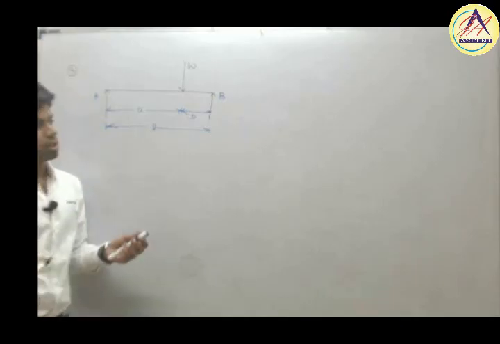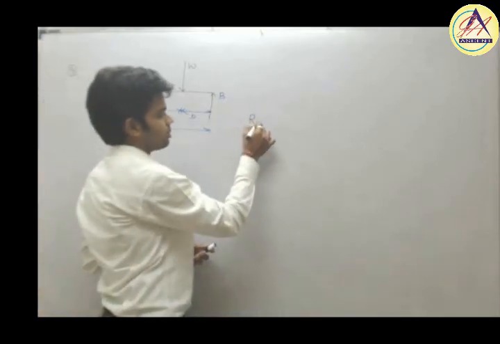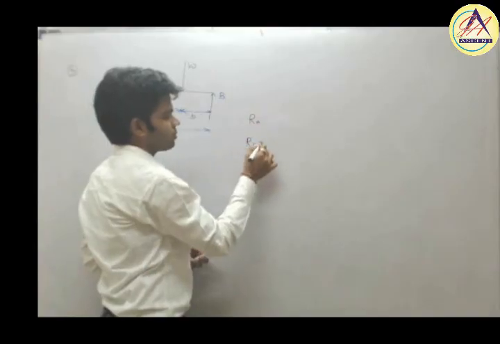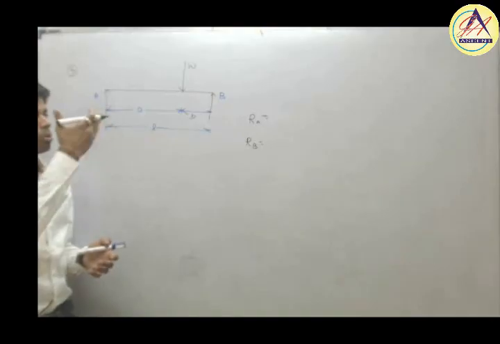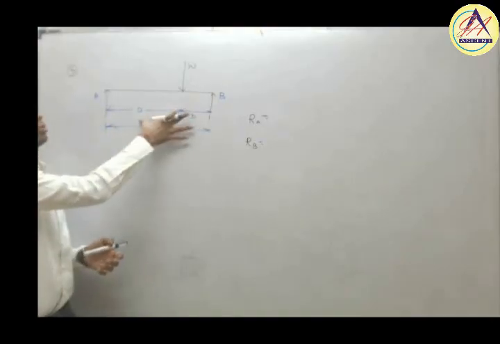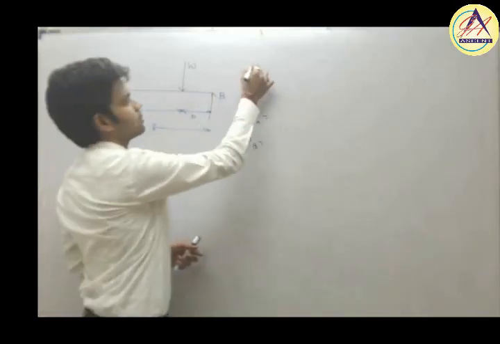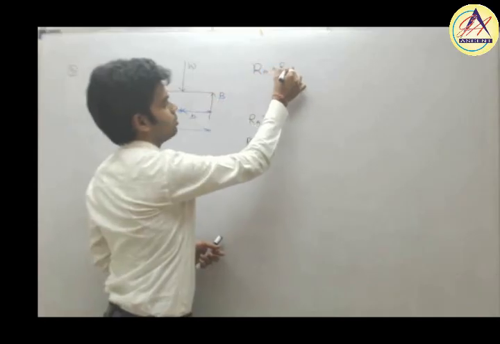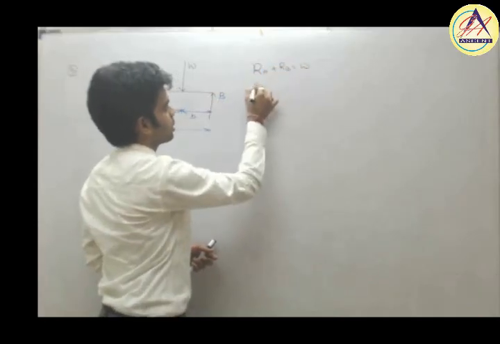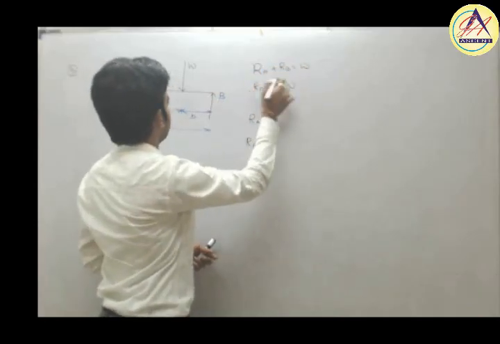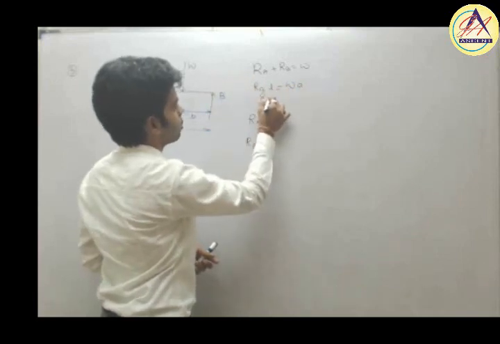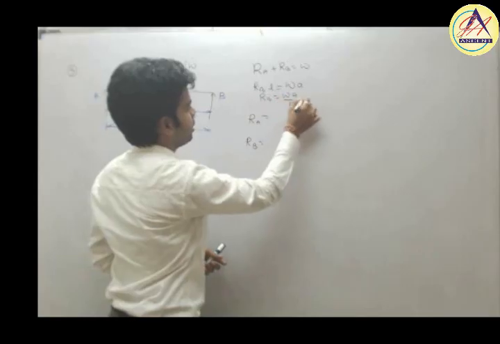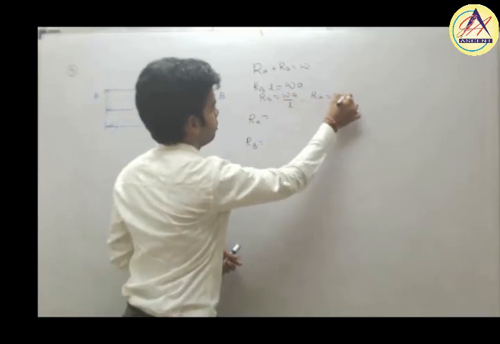The first thing is to determine the reactions RA and RB. How can we determine the reactions? We know the conventional way: RA plus RB is equal to W, then take moment about point A: RB into L minus W into A is equal to 0. So RB is equal to W into A by L and RA is equal to W into B by L.